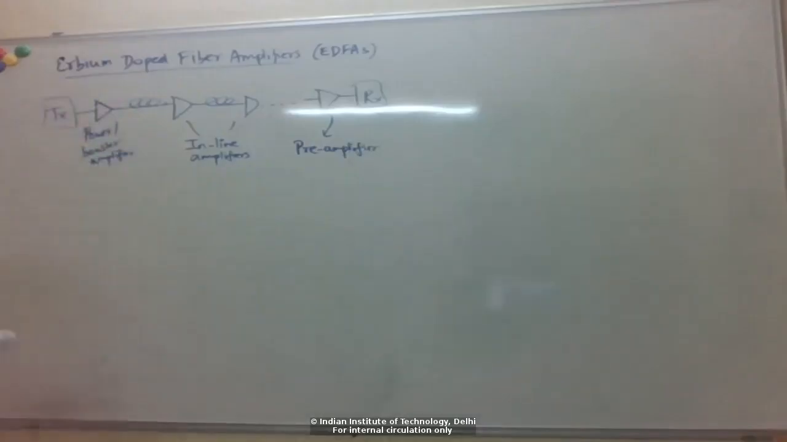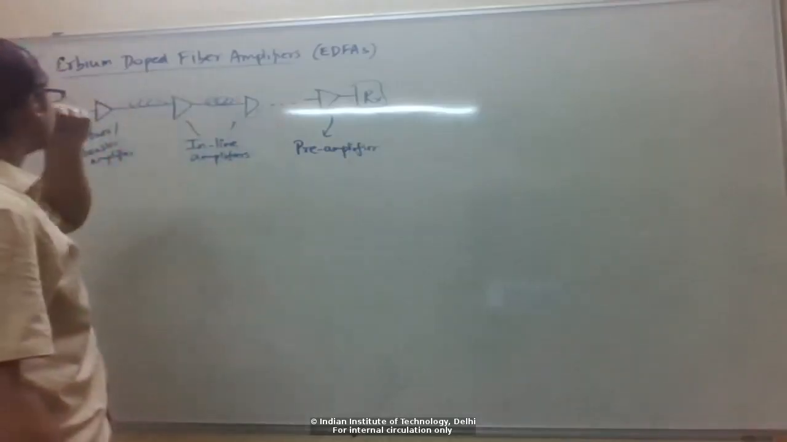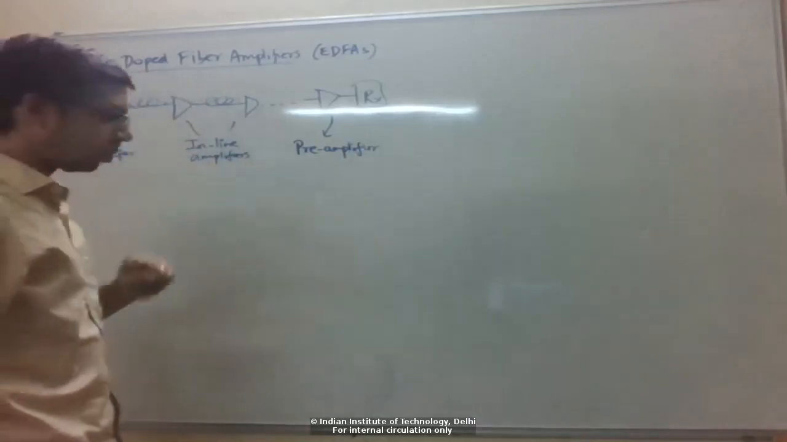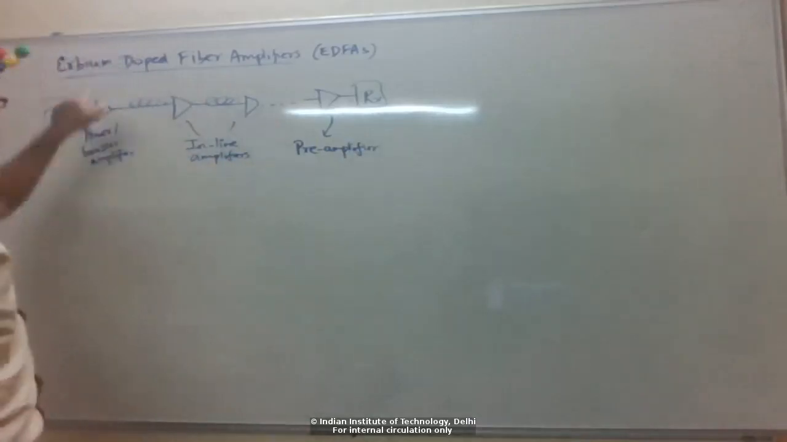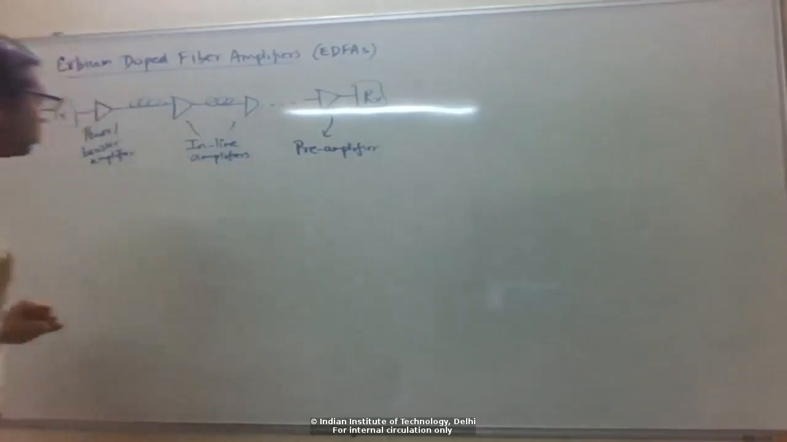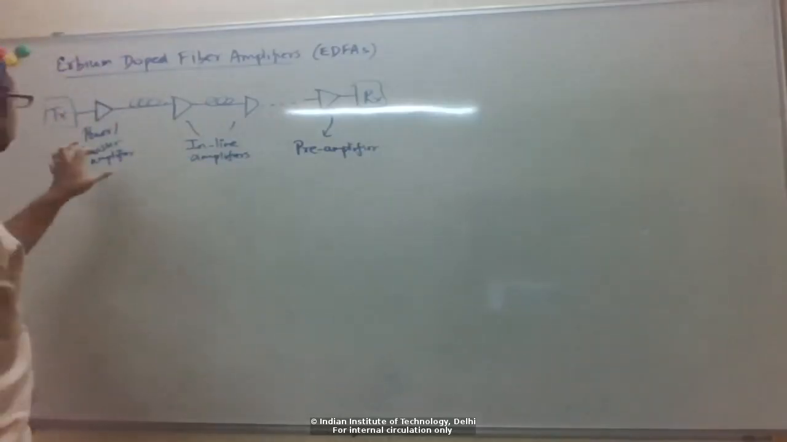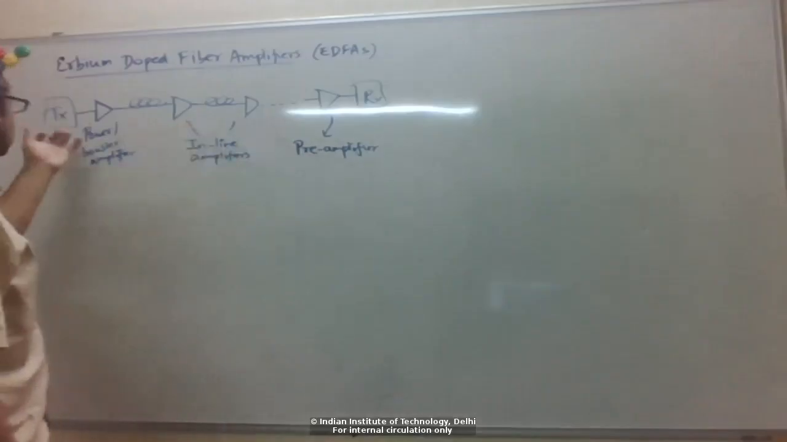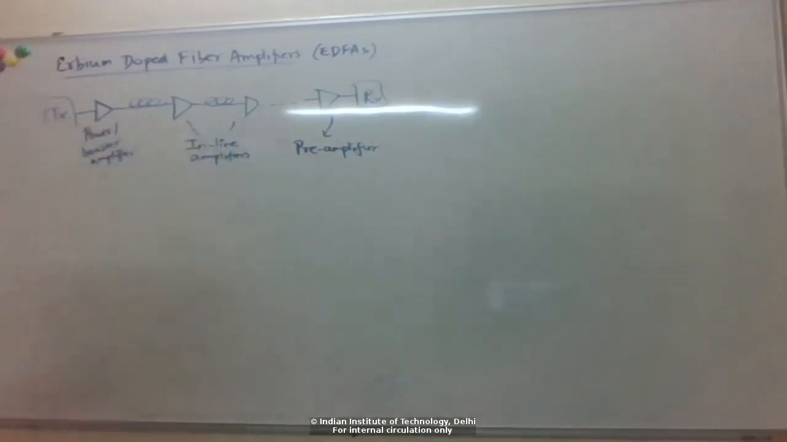The construction of all of these is basically the same. They consist of a length of optical fiber where the core is doped with erbium atoms, but depending on the application, their specifications might be slightly different in terms of noise and gain, etc.